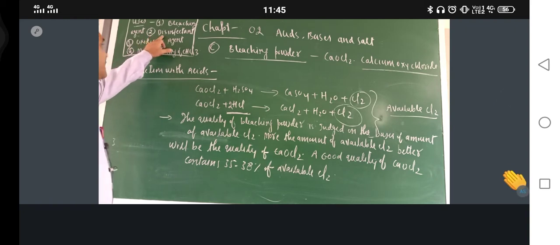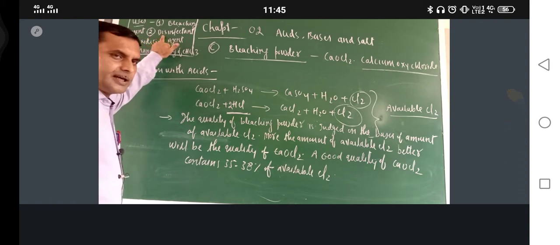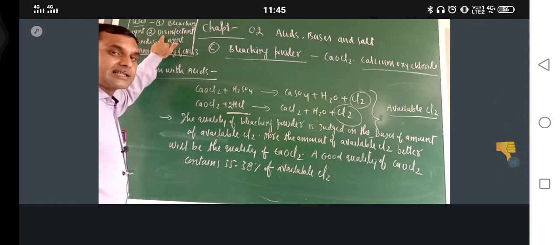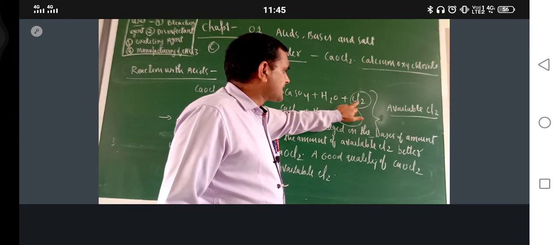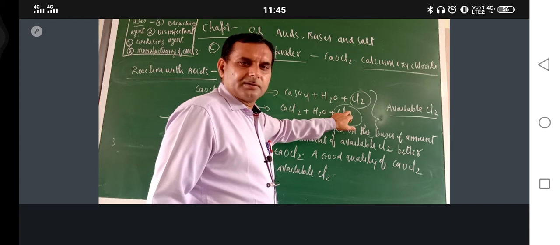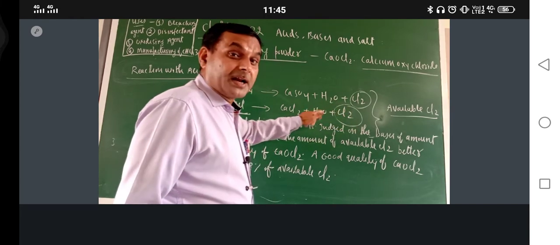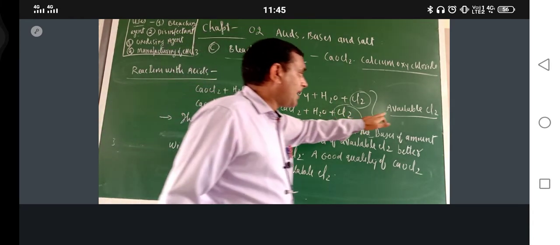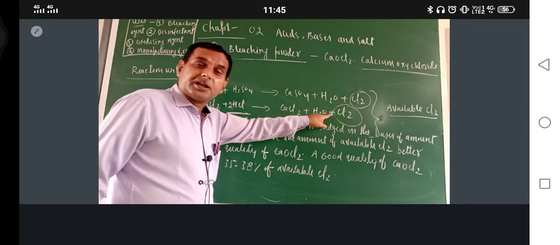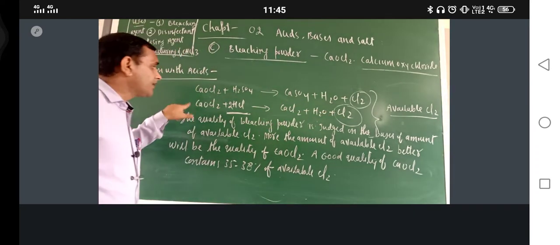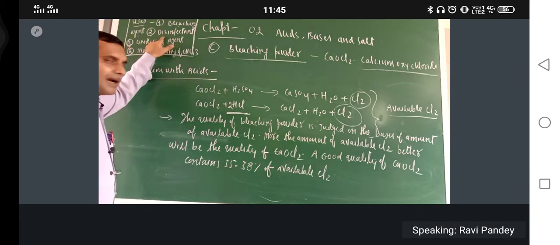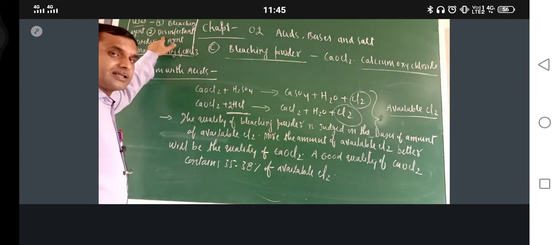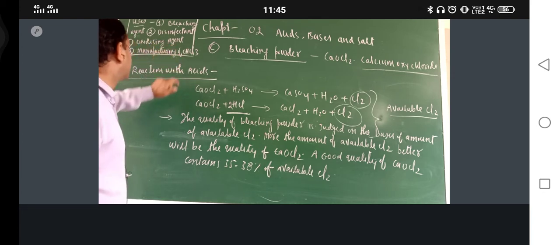See, it is used as a disinfectant. Disinfectant means it kills the germ. Now, how will it kill the germ? It will kill the germ because of chlorine only, because it liberates the chlorine. So, what is the meaning of available chlorine? The liberation of chlorine when bleaching powder reacts with H2SO4 or HCl. So disinfectant means it kills the germs because of evolution of Cl2.